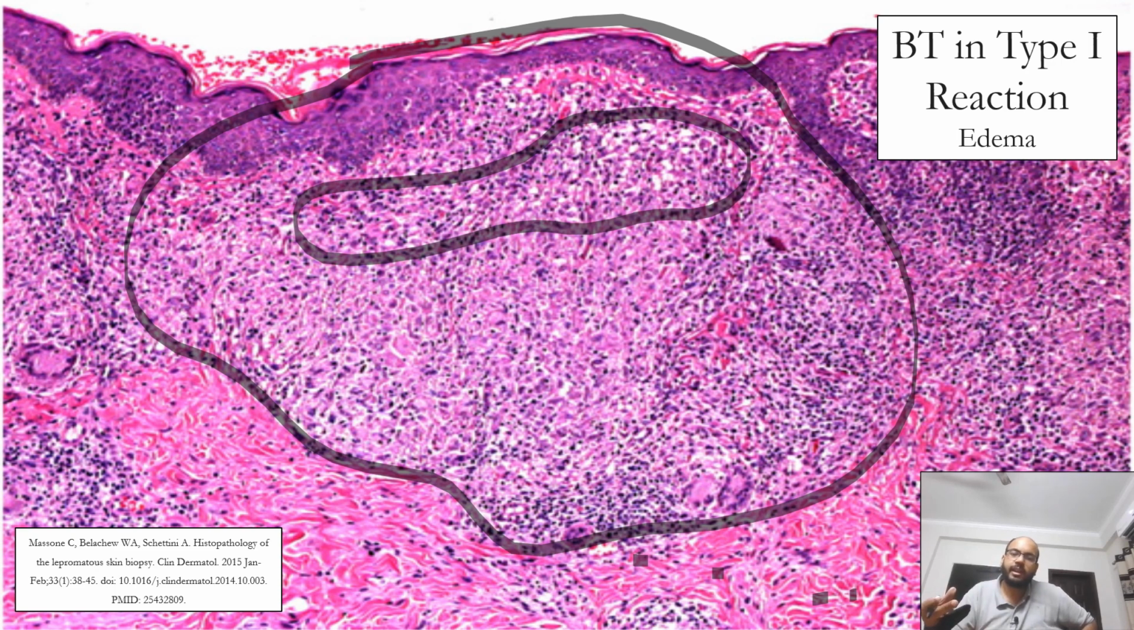So in BPN type 1 reaction, you see a loose disorganized granuloma composed majorly of macrophages and lymphocytes with dermal edema and with vascular congestion. Let's move on.